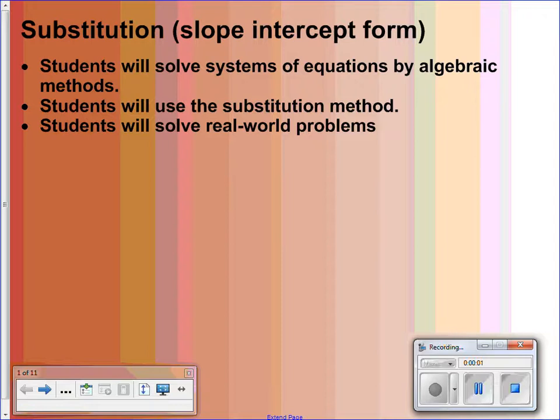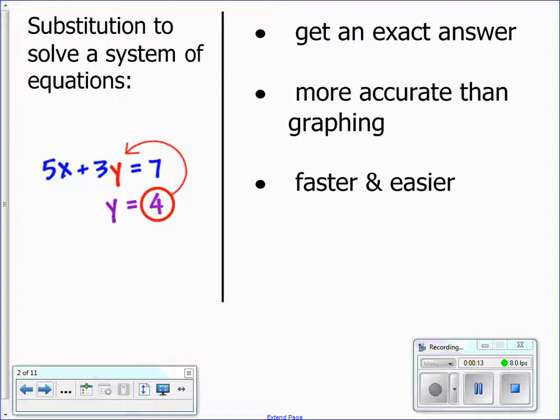In this lesson, we'll be doing substitution. At the end of the lesson, you'll be able to solve systems of equations with algebraic methods, use the substitution method, and solve real-world problems. The substitution method is a little easier and more accurate. You get more of an exact answer than when you're trying to do it by graphing.